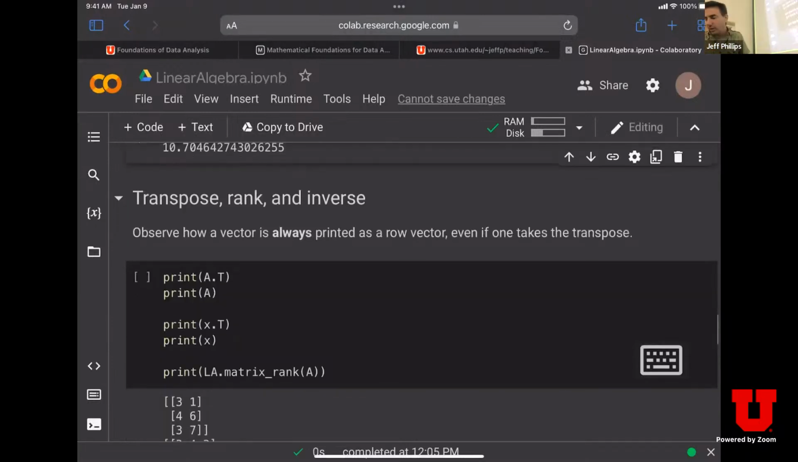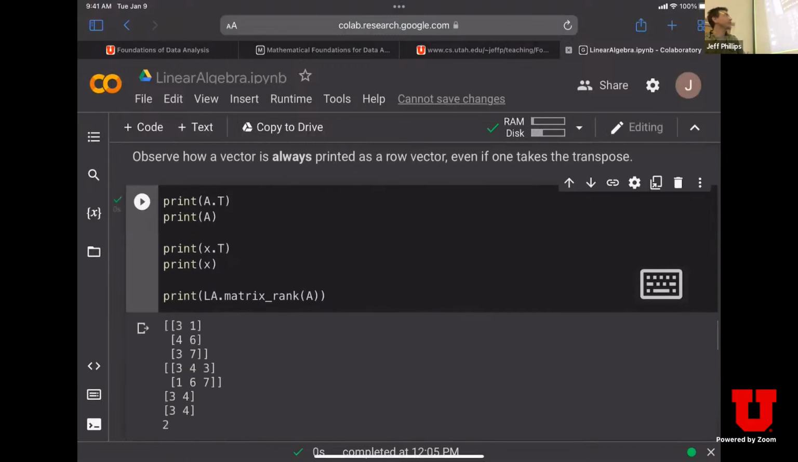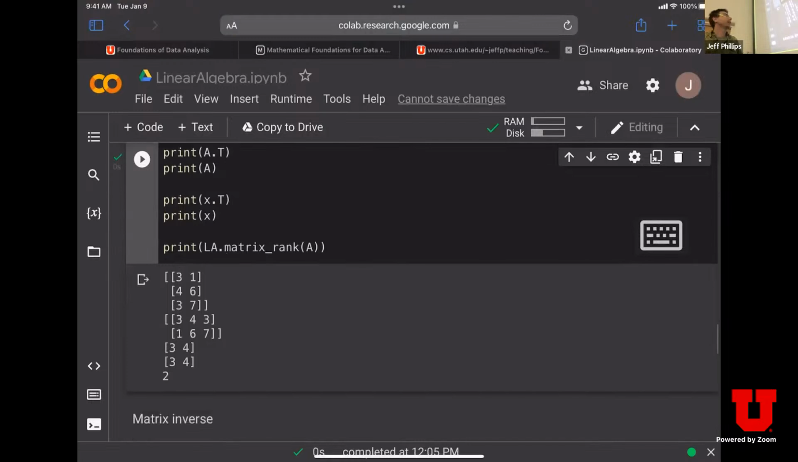One more thing I want to show, maybe we'll go over this again on Tuesday, but it always prints a vector as the row vector. This can be a little confusing. A and A transpose, I print them out, it prints them differently, but the vector transpose, it always prints out the row vector. So I do X, print X transpose, and X, it always prints out the row vector. So keep in mind that it's really not storing, or not caring about the transpose as much as it can.